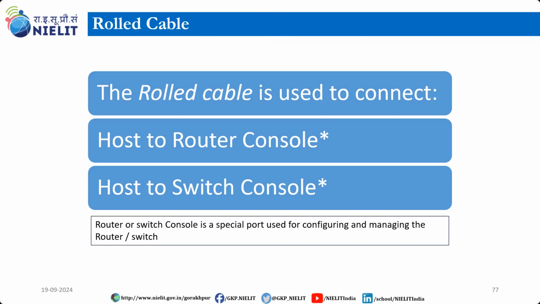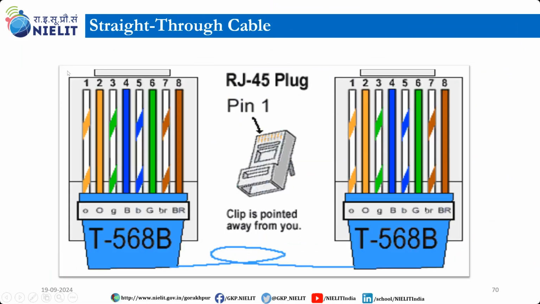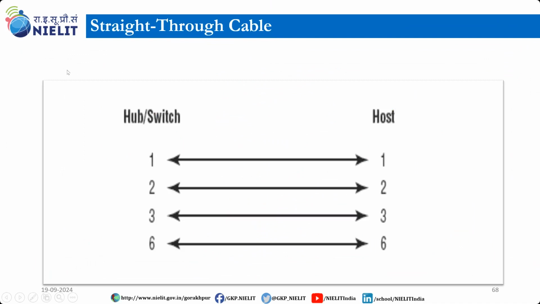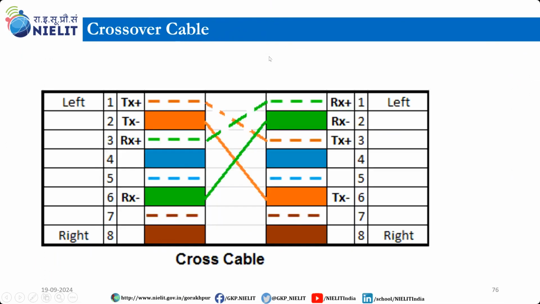So this control port must be there, and this rolled over cable is nothing but a reversal of the order of the straight cable, which means the other end is reversed. Pin number 1 is connected to 8, 2 is connected to 7, 3 is connected to 6. So the other end is just the reverse of this order: 1 is connected to 8, 2 to 7, 3 to 6, and finally 8 will be connected to 1. In this way, we will have the rolled over cable.